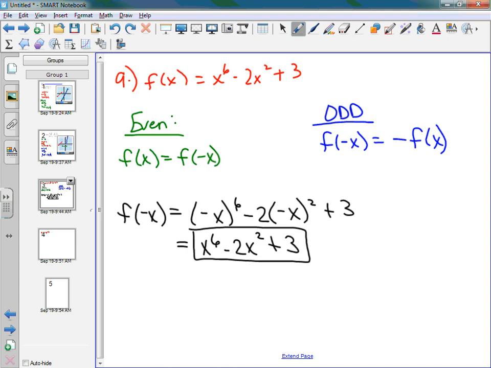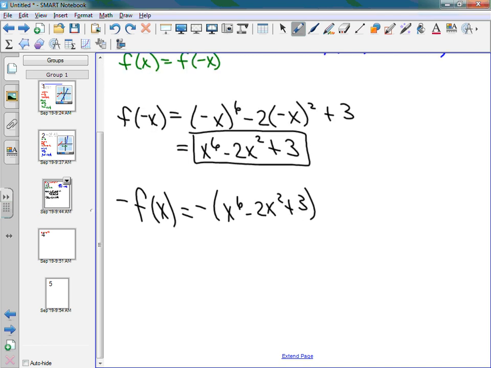You good? Okay. Now, the next thing you need to do is the negative times f of x. What do you do with the negative? What property is that called? The distributive property. So you're going to distribute that into your f of x function. If I distribute that, that gives me negative x to the 6 plus 2x squared minus 3.